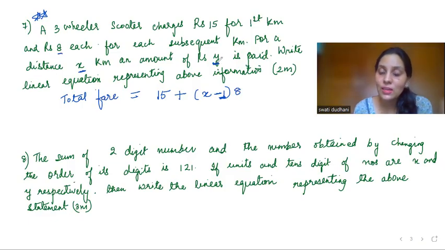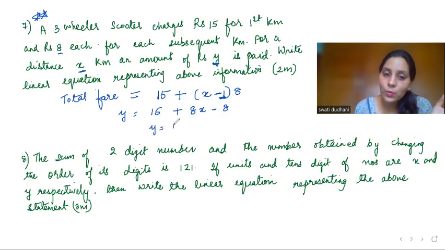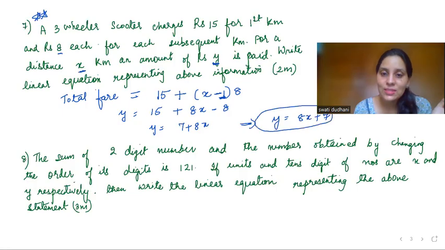Total fare is basically total cost, that is y. So y is equal to 15 plus, open the bracket, 8 into x, 8x minus 8. So then y is equal to 15 minus 8, which is 7, plus 8x. So here the final answer is y equal to 8x plus 7. This is the final answer. This is very, very important. You will definitely get one model.